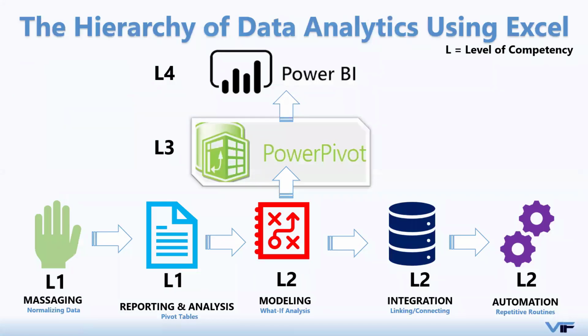So let me take you through the hierarchy of pivot tables. It is important to understand where Power Pivot fits in the hierarchy of data analytics. When we start using Excel, there are 4 levels. Level 1 has to do with what we call massaging, reporting, and analysis. Massaging has to do with normalizing data. The data is unclean, cluttered, noisy, dirty data. We take it and massage it. We apply tools, formulas, and techniques to cleanse it. Once we do that, we hand it over to the pivot tables, and in pivot tables, we can perform all kinds of analysis.